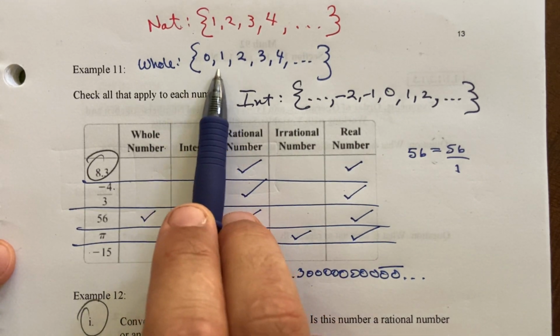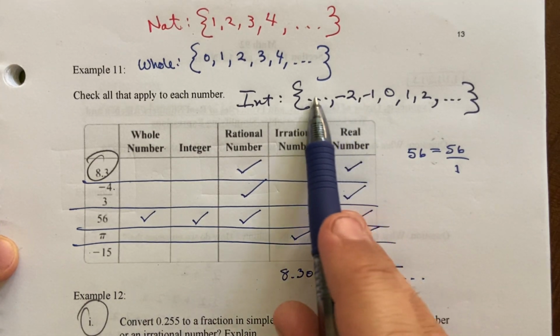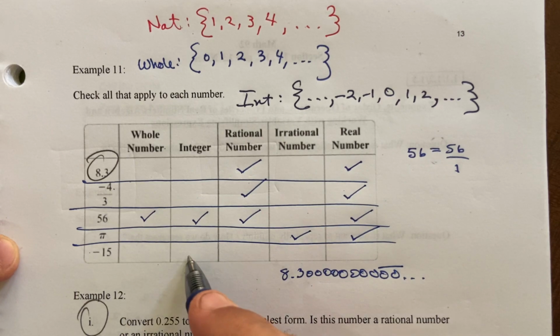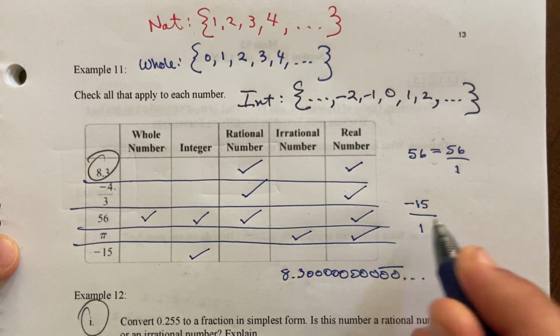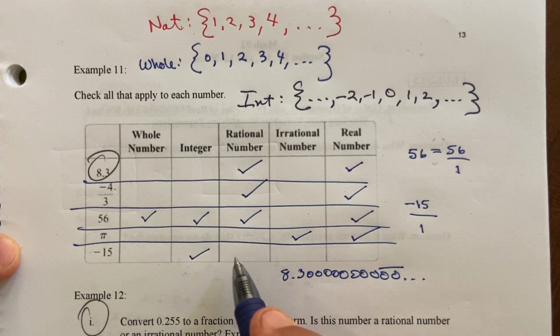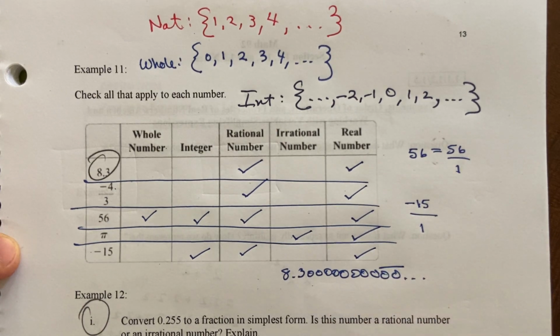What about negative 15? That is not a whole number, right? There's no negatives in the whole numbers. Is it an integer? Yes, right? It's just way down here. Is it rational? Yeah. Negative 15 is negative 15 over 1. If it's rational, it's not irrational, and it is real.